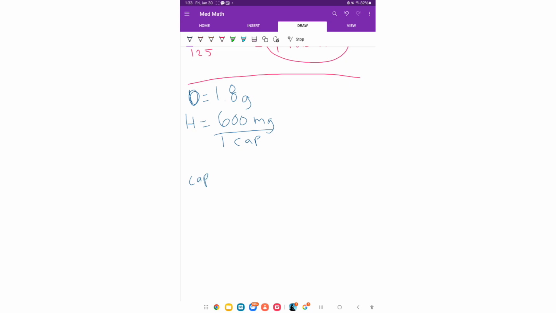So since I know I want tablets at the end, I'm going to start with tablets. So 1 cap, and I have the ratio right here, right? So 1 cap equals 600 milligrams. Okay, so now I want to cancel out the milligram. So what can I do to cancel the milligram? Well, I know that 1,000 milligrams is the ratio for 1 gram. So I have milligram here and a milligram here, so I know that I can cancel these out. But I still have gram here. I don't want to be left with gram.